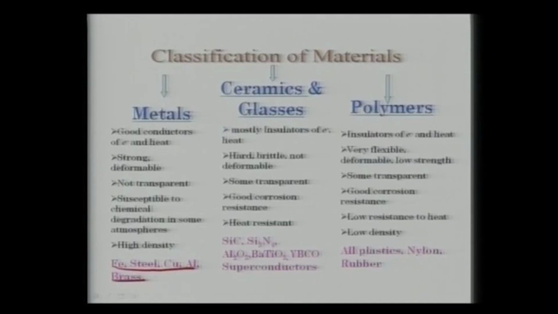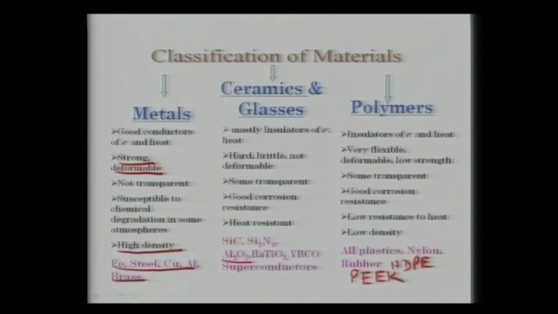Now some of the ceramics which are biocompatible, like alumina, are also developed for different applications. Polymers like high density polyethylene, or PEEK, that is polyether ether ketone, are different biocompatible polymers. Now metals are strong and deformable but not transparent, and they are essentially high density, so they are much heavier.